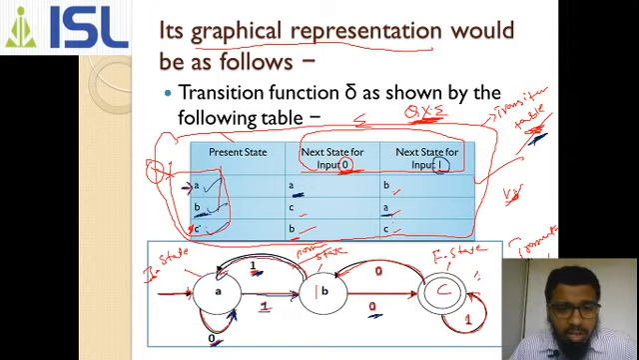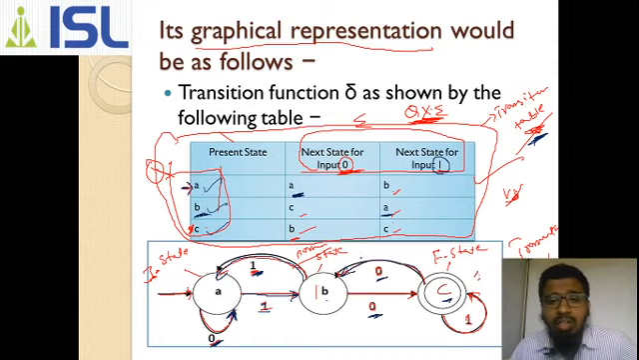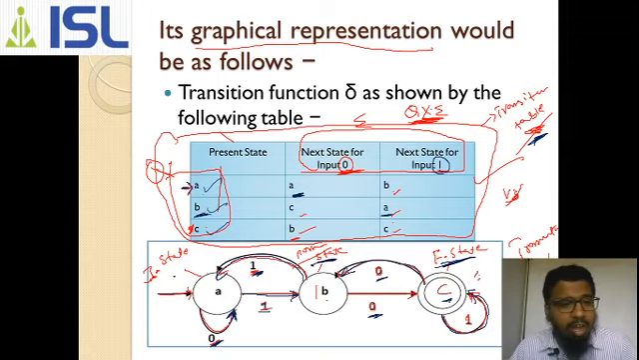Next, C is going to B when the input is 0. C is going to C when the input is 1. Okay, so this is the final state, these are the normal states, and this is the initial state.